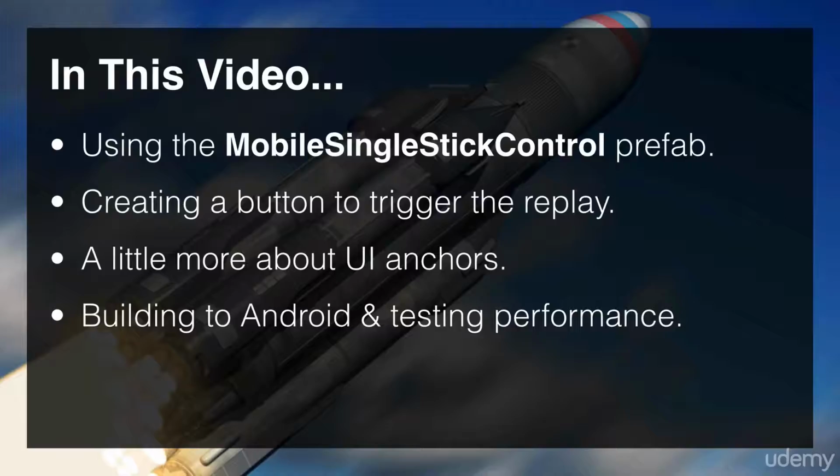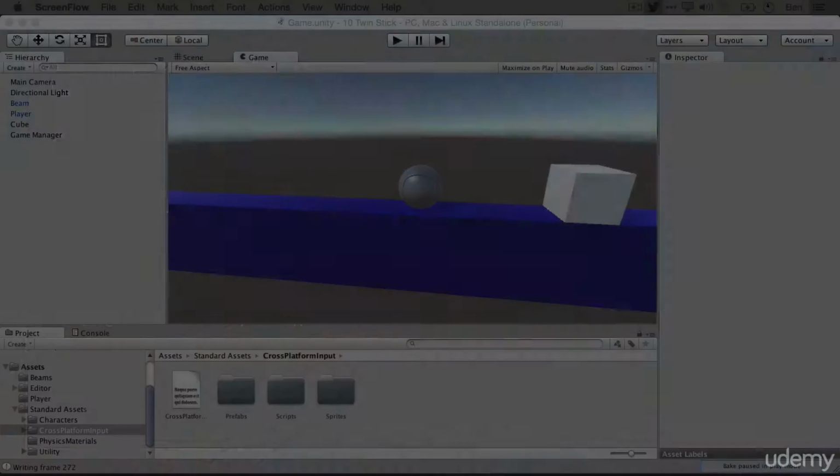So here we go. In this video, using the mobile single stick control prefab, creating a button to trigger the replay, a little more about UI anchors, and building to Android and testing performance. There you go. I read it exactly as it said.